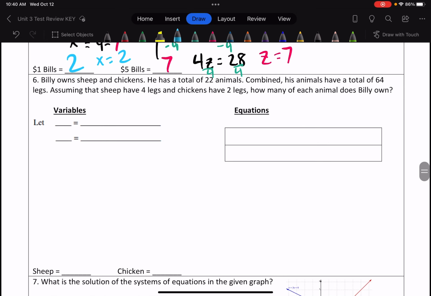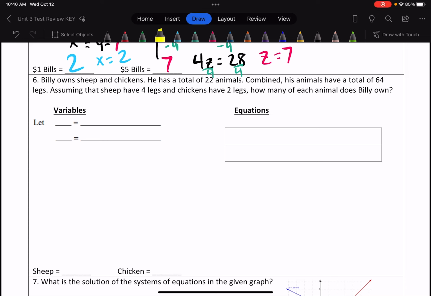Now we're going to go to old Billy. And Billy's on his farm. On Billy's farm, he's got sheep and chickens. He has a total of 22 animals on this farm. Combined, his animals have a total of 64 legs. We're going to assume that these animals are normal animals, so the sheep have 4 legs and the chickens have 2 legs. I need to know how many of each animal does Billy own.